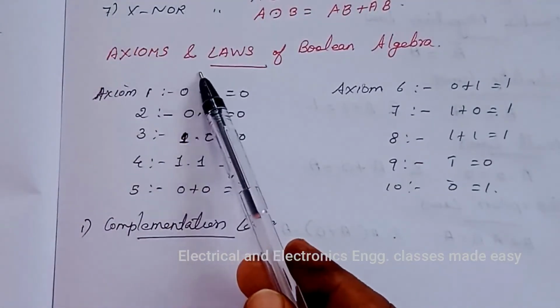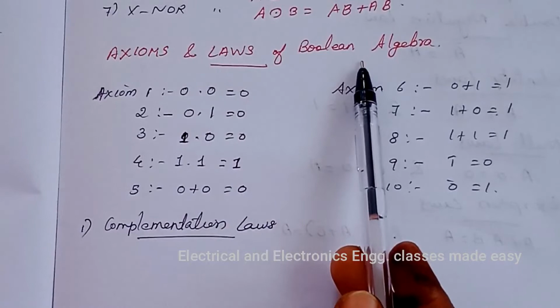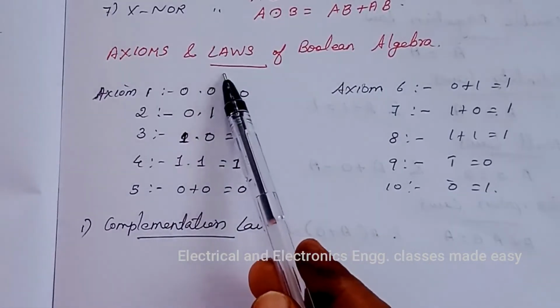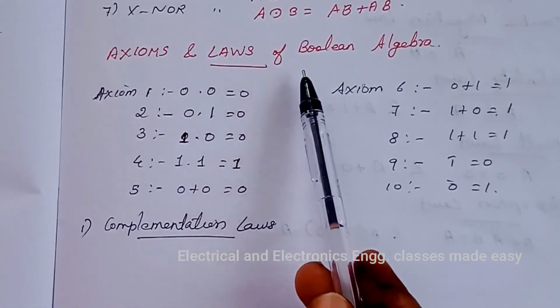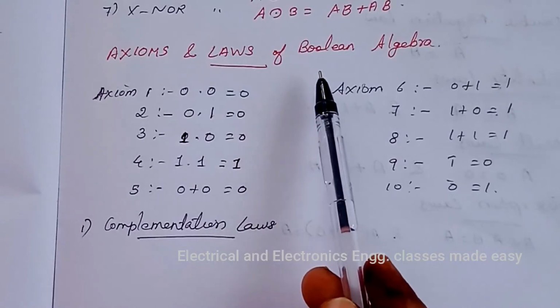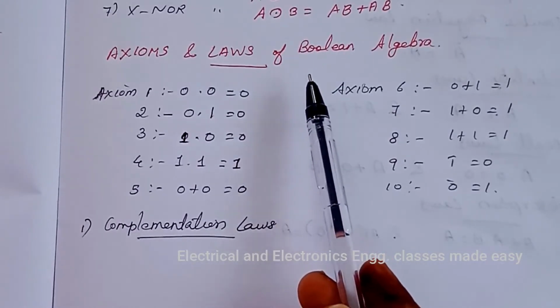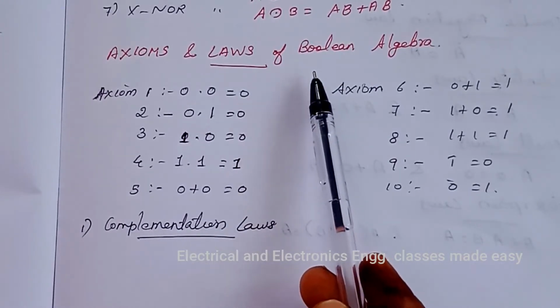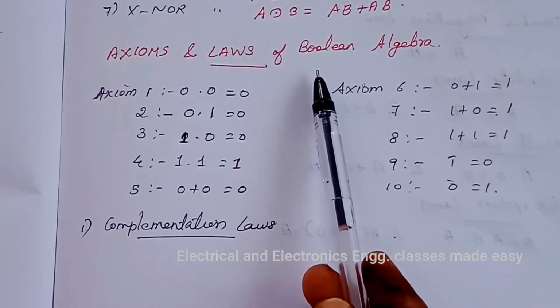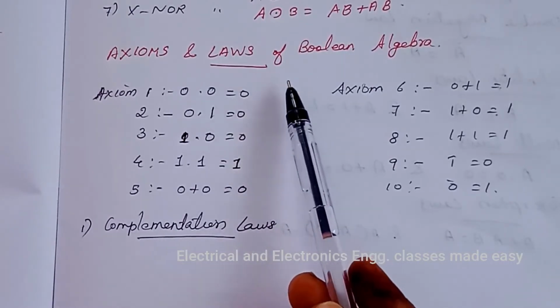Next is axioms and laws of Boolean algebra. Axioms of Boolean algebra are a set of logical expressions that we accept without proof and upon which we can build a set of useful theorems.